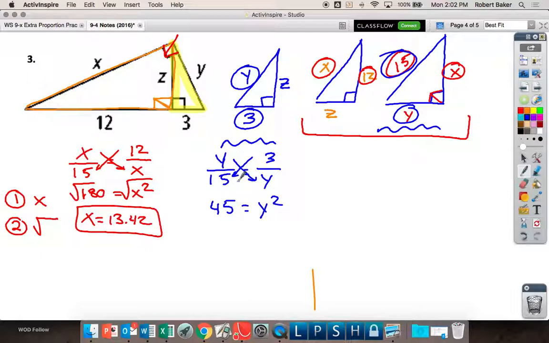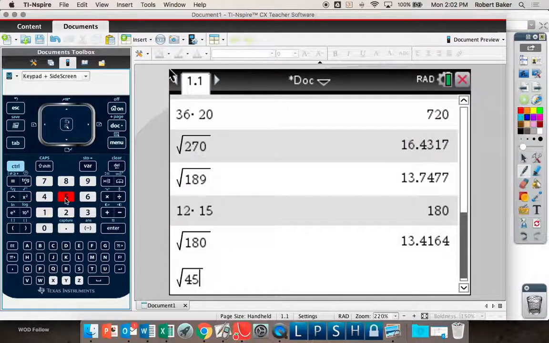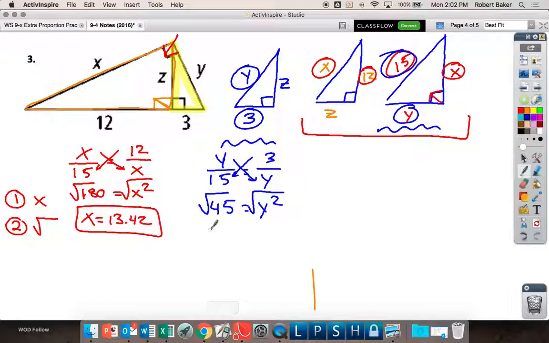Three times 15 is 45, and y times y is y squared. Step two, square root both of them. The square root of 45 is 6.71. So I got x, I got y, the last one I'm trying to find is z.